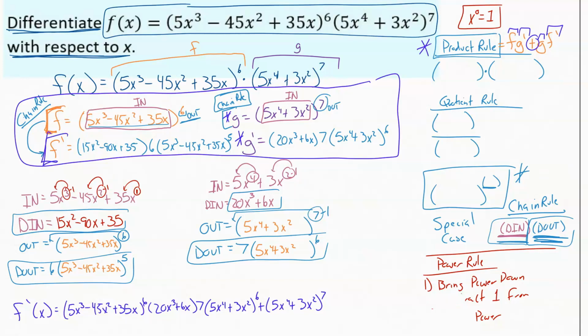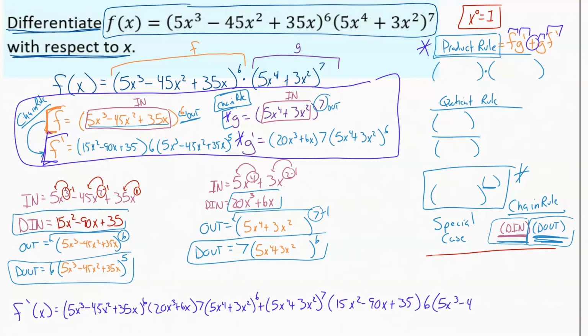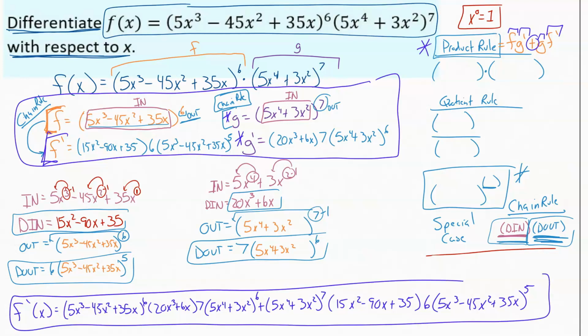And we're probably going to need to erase our power rule right now because otherwise we will not have enough space to enter this all in. So putting in our f prime, the last piece of our product rule, we get 15x squared minus 90x plus 35, and then times 6 parentheses 5x cubed minus 45x squared plus 35x, all of that to the 5th. And walk away. You're done. You don't have to simplify it. That is the derivative of your starting equation.